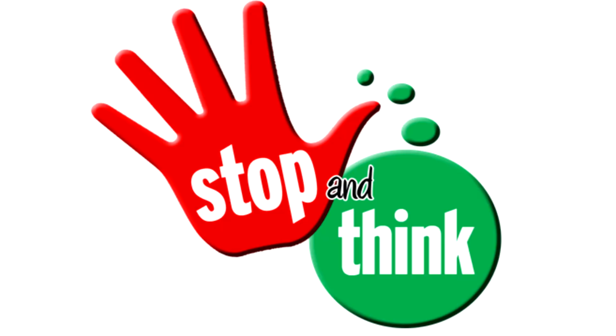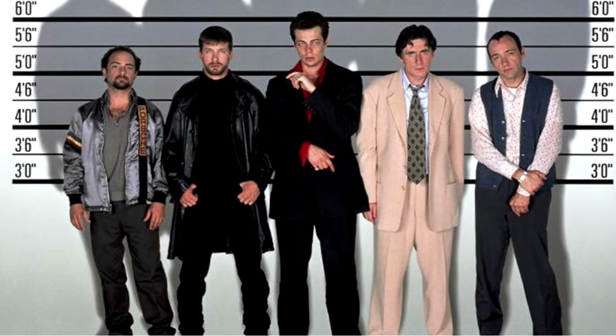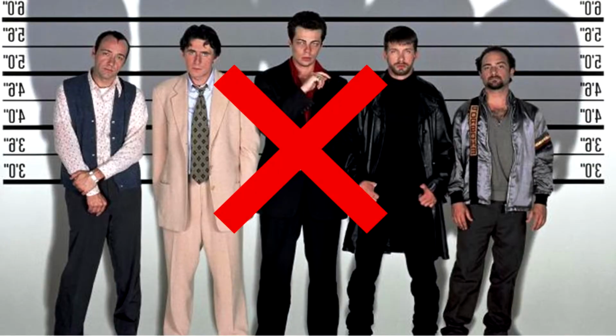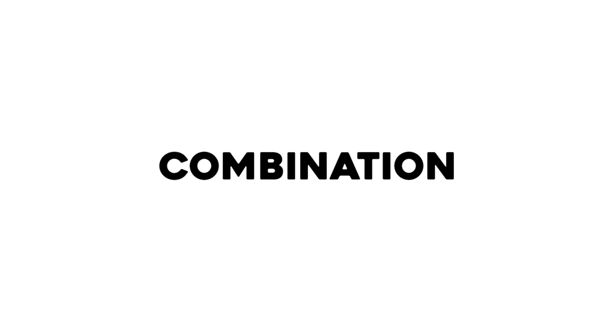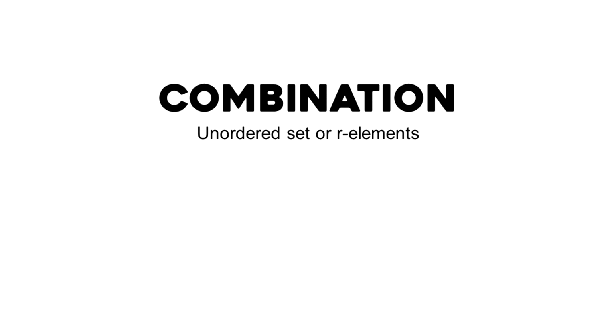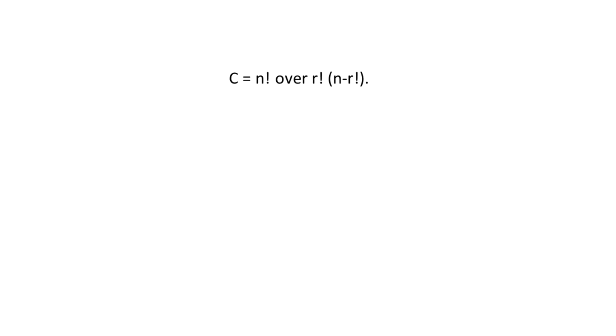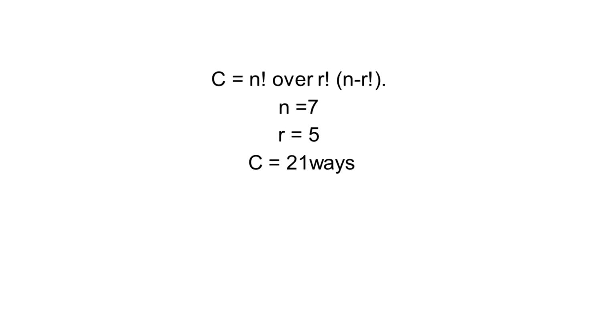However, what would we do in the case where we want to determine the number of different lineups, but we do not consider the order of the lineups? In this situation, we would utilize a combination. A combination is an unordered selection of r elements from the set and is given by the formula C equals n factorial over r factorial times n minus r factorial. n and r would still be the same in this case, and the formula would tell us that there are only 21 possible ways to select 5 people from a total of 7 people.